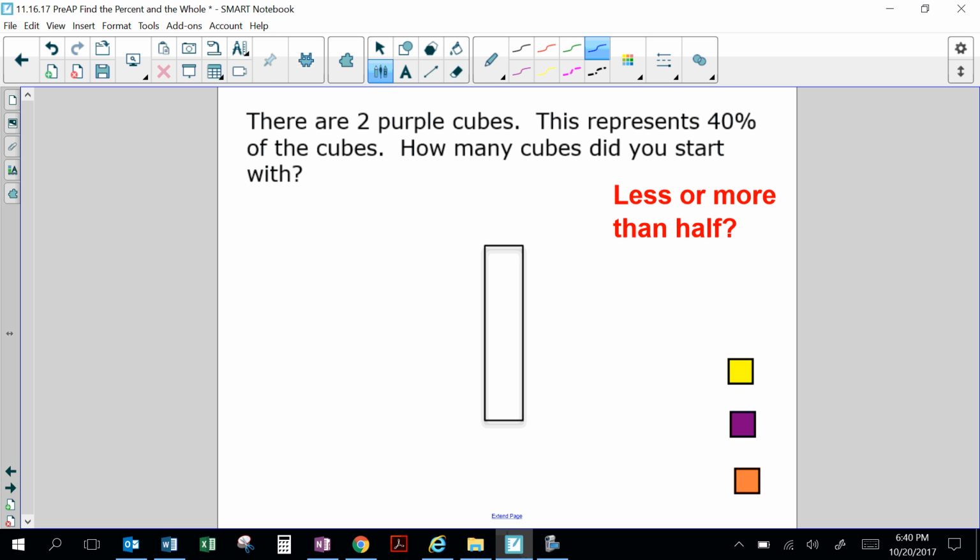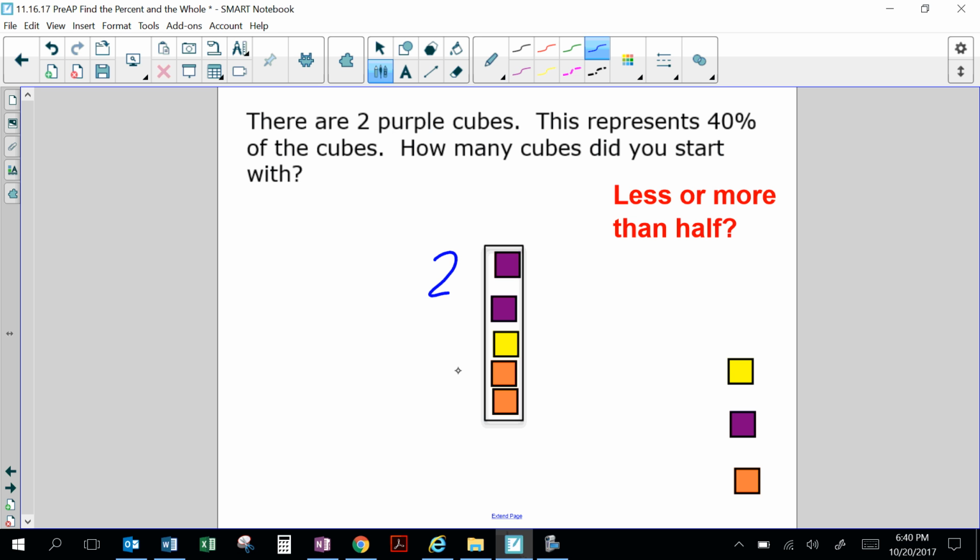There are 2 purple cubes. 1, 2. This represents 40% of the cubes, so it's a little less than half. How many cubes did you start with? Let's see. It can't be this one because that's half of it. Let's try this one. Would this work? Would it?